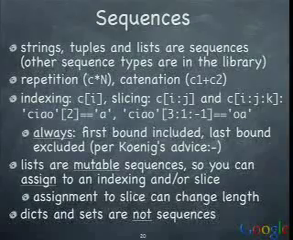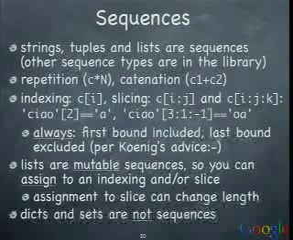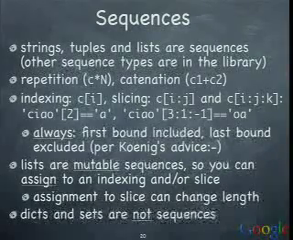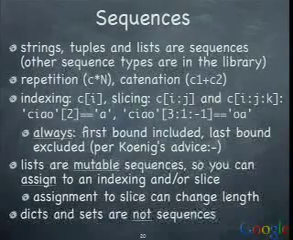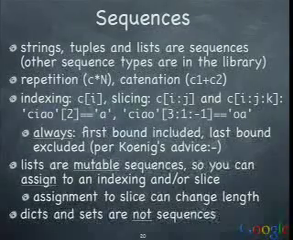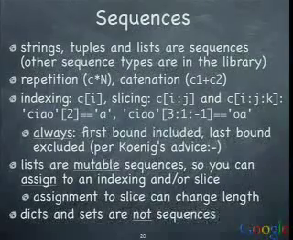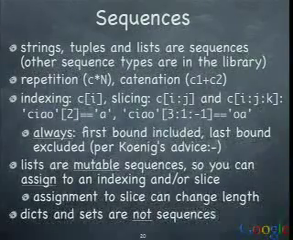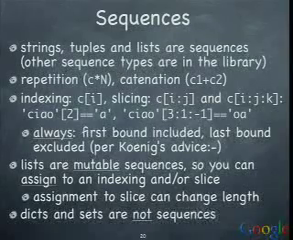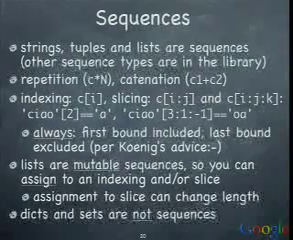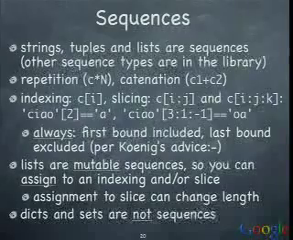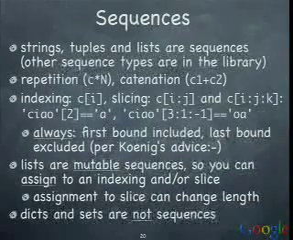Lists are mutable sequences, so you can assign to the indexing or slice. The assignment to a slice can change length because you can have on the left of the equal a 3-element slice, on the right a 7-element slice. It will stretch the list to fit things in. That doesn't apply to extended indexing. That needs to keep exactly the same length. And as I mentioned, that doesn't apply to dicts or sets.